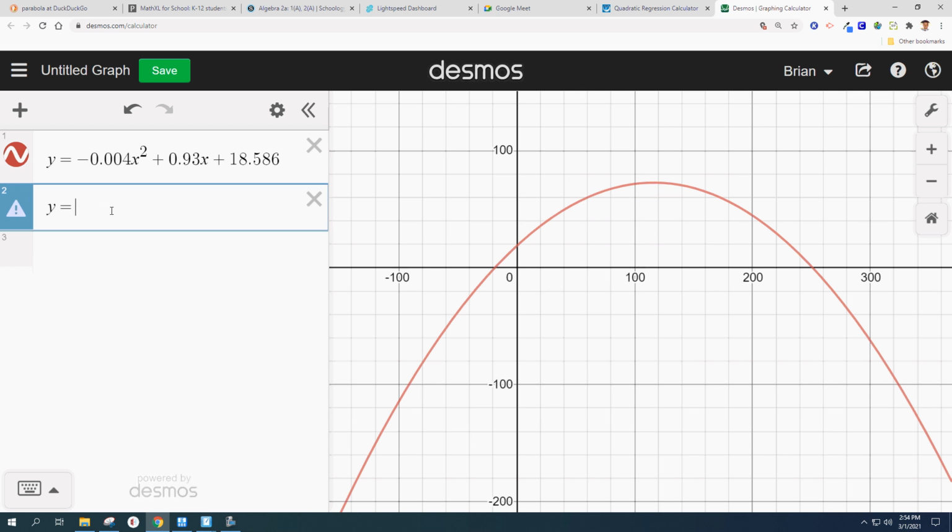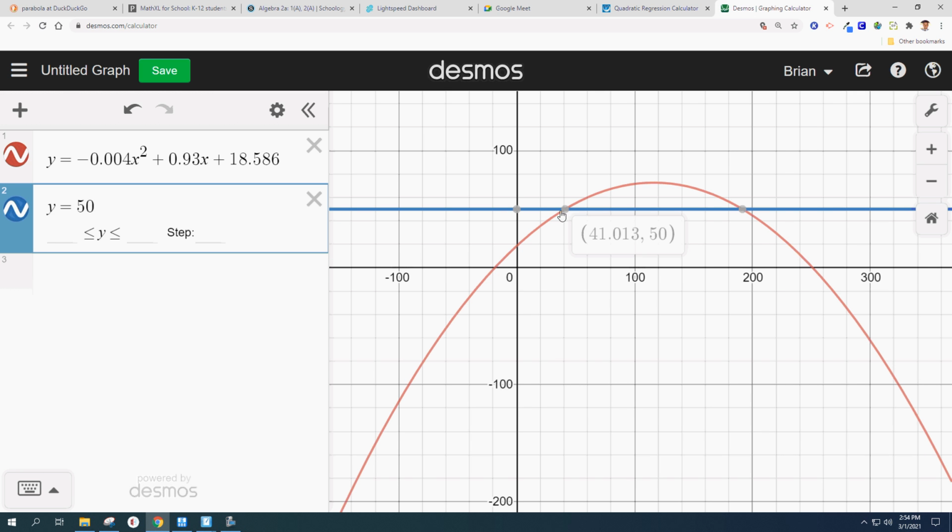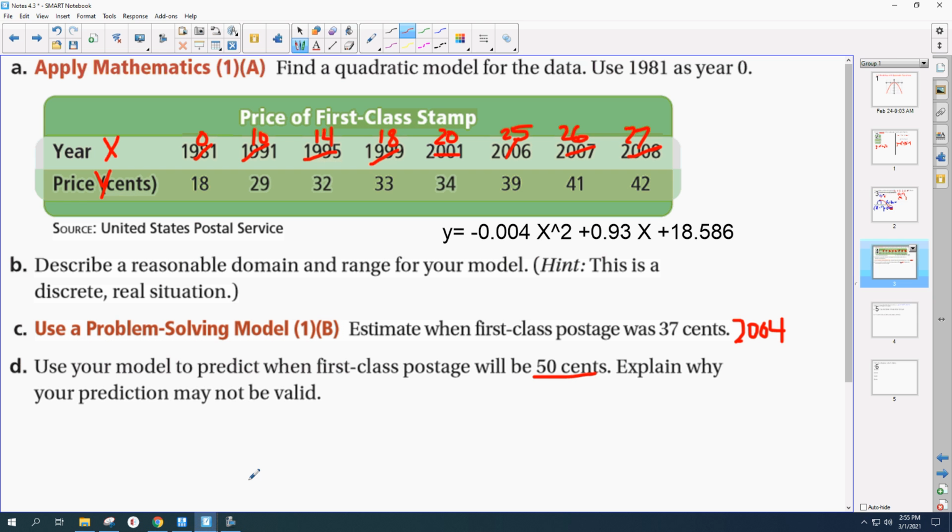Okay, let's do this. I do y equals 50. Right there. Year 41. 41 years after the start, it looks like. Or also 191 years after the start, but I don't think it's going to go down. So let's just look at this one. Let's say 41 years after the start. 41 years after 1981 would be what? 2022. So 2022.